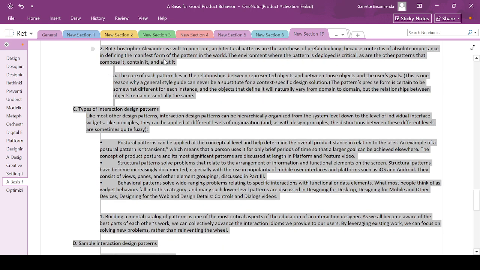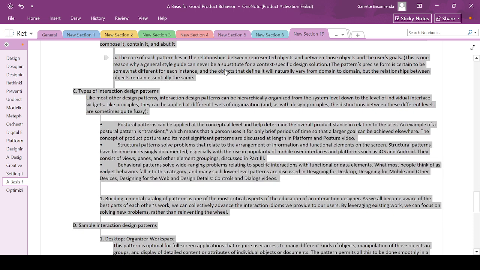But Christopher Alexander is swift to point out architectural patterns are the antithesis of prefab building because context is of absolute importance in defining the manifest form of the pattern in the world. The environment where the pattern is deployed is critical, as are other patterns that compose it, contain it, and abut it. The core of each pattern lies in the relationship between.